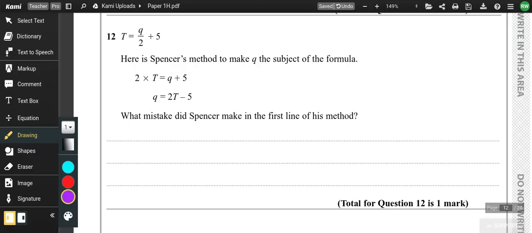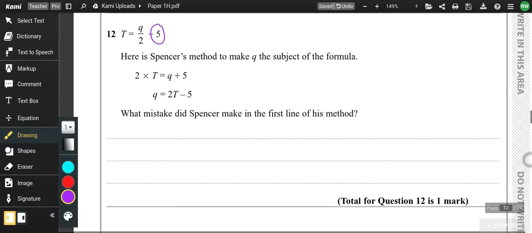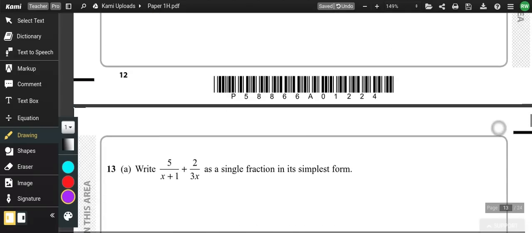T equals Q over 2 plus 5. Here's Spencer's method to make Q the subject. Right, so if you multiply by 2, you have to do that to every term. So you can't just times T by 2, you've got to times that by 2 as well. So you need to put that into some sentence about multiplying every term, including the 5. So the 5 would be a 10.